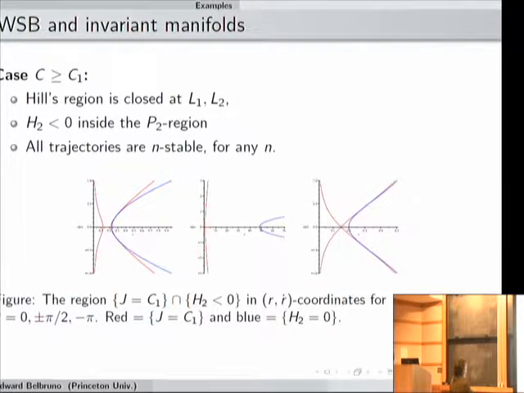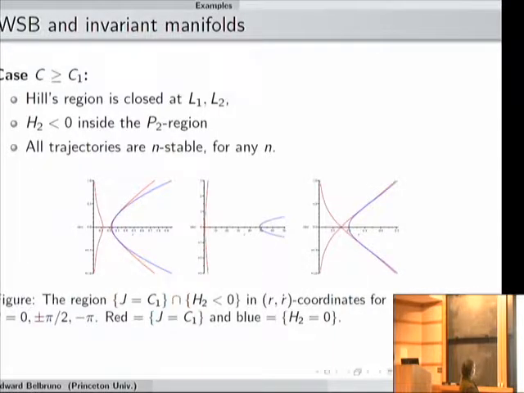And the Kepler energy is always negative inside the P2 region. And when you do this analysis, you have to be aware of what the energies are for both H2 and the Jacobi energy to make sure they satisfy the other constraints. And what we've done here is just projected them onto the r, r dot plane. The red curve corresponds to the projection of the Jacobi energy level on these coordinates, and the blue curve is H2.